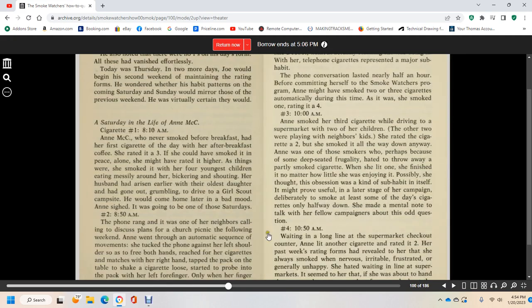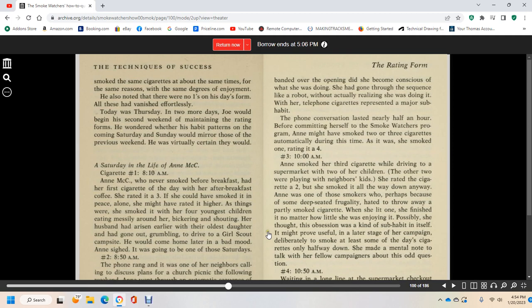Every day he had smoked the same cigarettes at about the same time with the same degree of enjoyment. He also knew that there were no number 1s on the day forms. All day had vanished efforts for the day, Thursday. In two more days, Joe would begin his second weekend of maintaining a rating form. He wondered whether his habit patterns for the coming Saturday and Sunday would mirror those of the previous weekend. He was virtually certain they would.